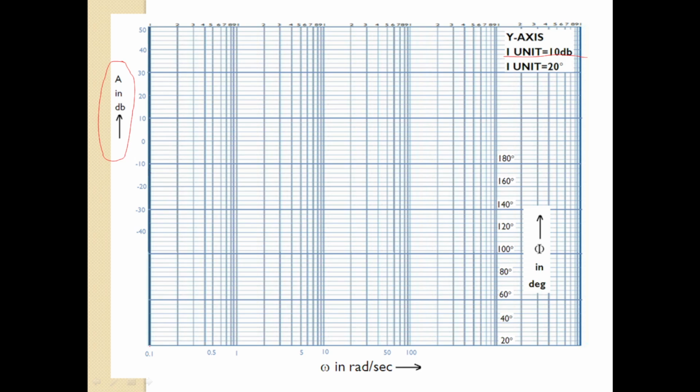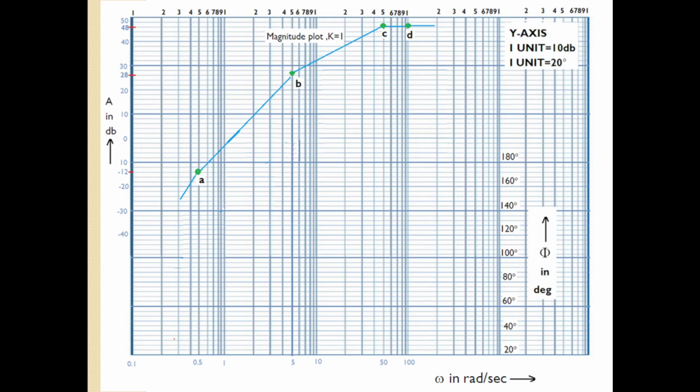On the x-axis, I have considered this as 0.1. If this is 0.1, then 0.2, 0.3, 0.4, 0.5, 0.6, 0.7, 0.8, 0.9, 1. If this is 1, then 2, 3, 4, 5, 6, 7, 8, 9, 10. If this is 10, then 20, 30, 40, 50, 60, 70, 80, 90, 100. Omega H, if you remember, is 100, so above 100 there is no need to take scale. Now plot the graph for different omega values and different A values.